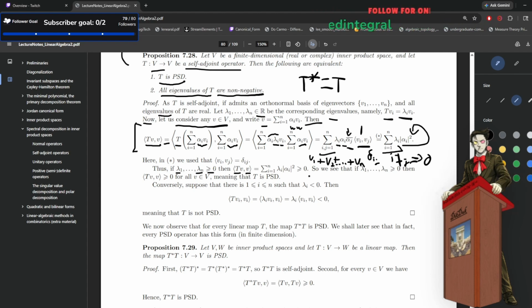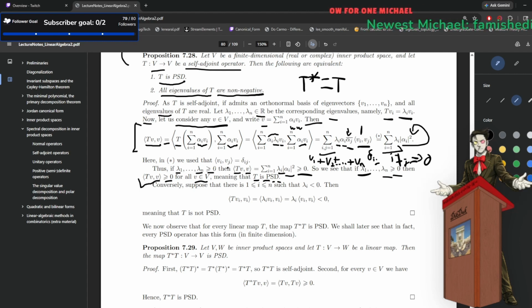Now then, you have the inner product of Tv with v equal to the sum of lambda i times the absolute value of alpha i squared, which is greater or equal to 0. So you see that if lambda 1 through lambda n are greater or equal to 0, then the inner product of Tv with v is greater or equal to 0 for all v in V, meaning that T is positive semi-definite.